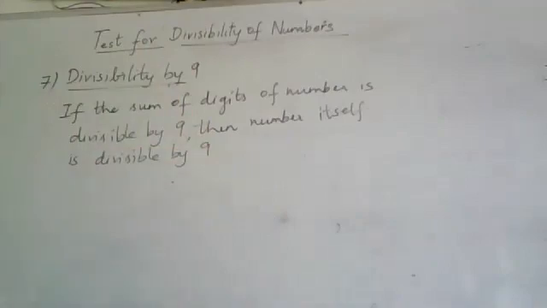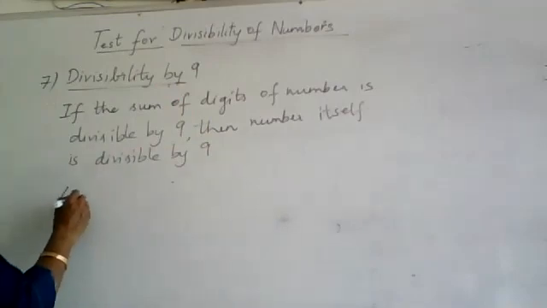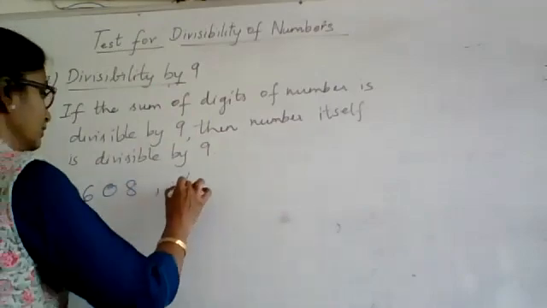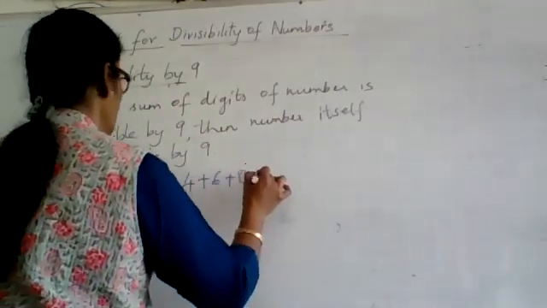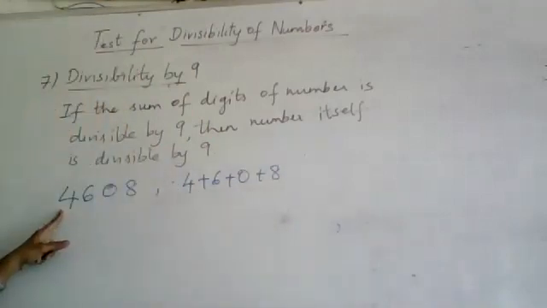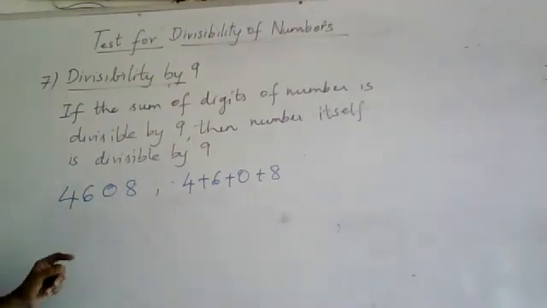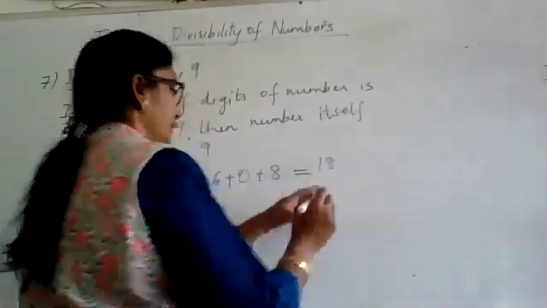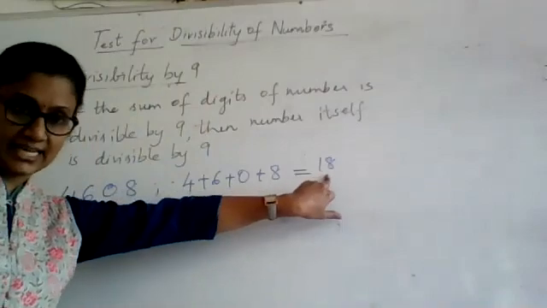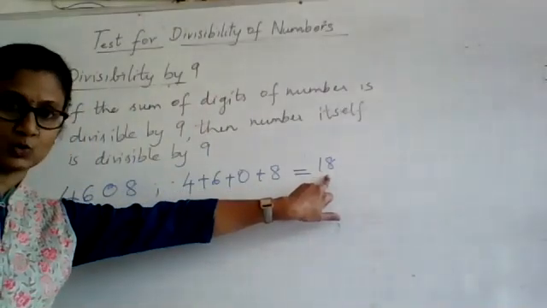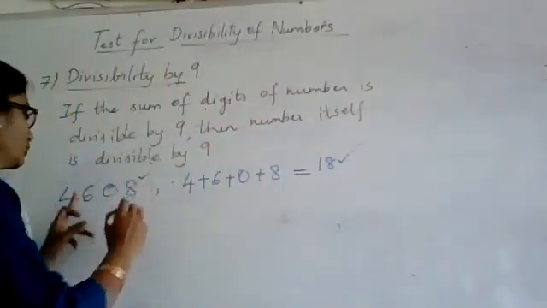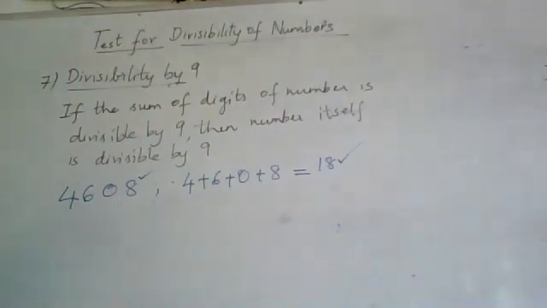So let me take an example. Like I will take 4608. This is the number given to me. So when I add all the digits, there are 4 digits, that is 4 plus 6 plus 0 plus 8. Now let me see what is the sum. 6 plus 4, 10 plus 0, 10 plus 8, 18. Is 18 divisible by 9? Is 18 there in the 9 tables? Yes, because 9 twos are 18. So if 18 is divisible by 9, then the given number, that is 4608, is also divisible by 9.